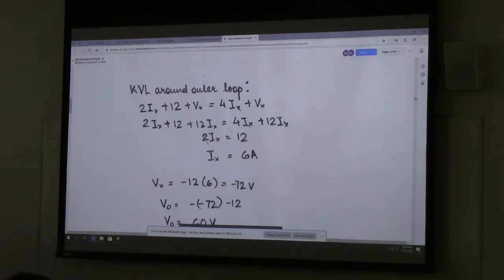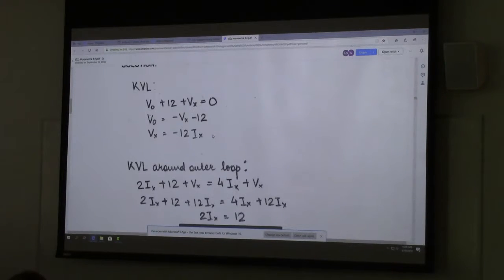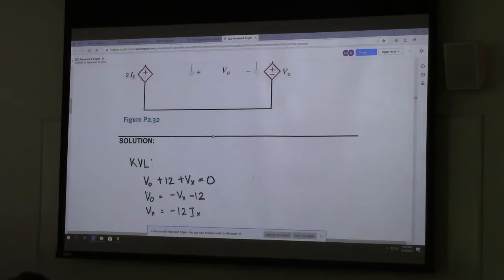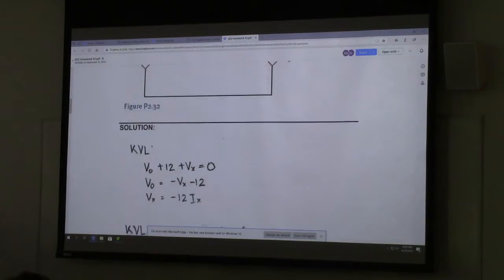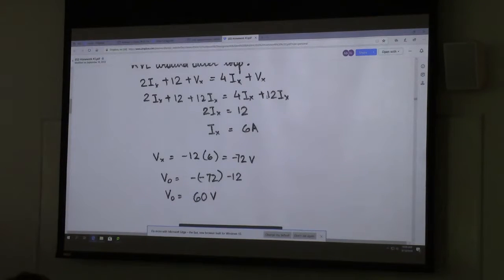What I'll try to do is make a note to myself to correct this in the solutions. I'll just take a picture of it. Okay, so I'll correct it, but anyway, to make a long story short, that should be negative 12Ix.